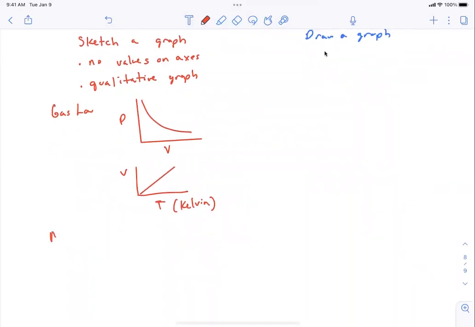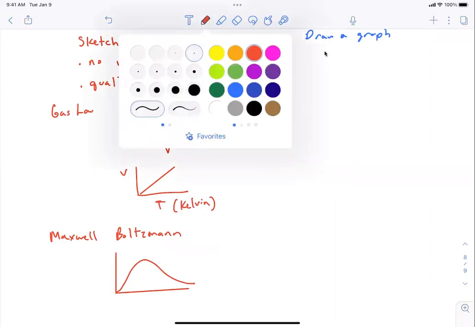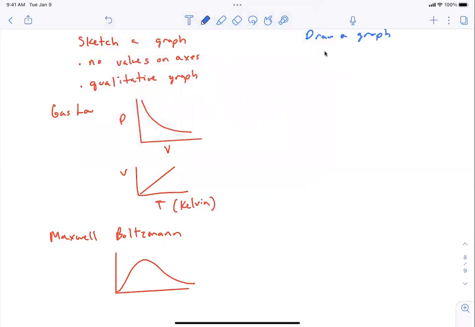Things like Maxwell-Boltzmann, where you have that curve here. Again, you're not being graded on how exactly accurate your curve is. It's just a general shape. And notes here, this is an inverse relationship. This is a direct relationship.